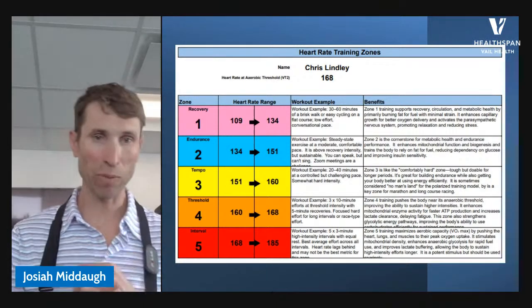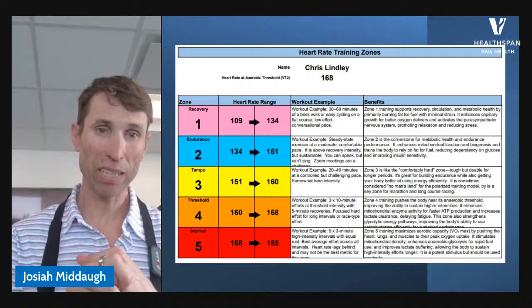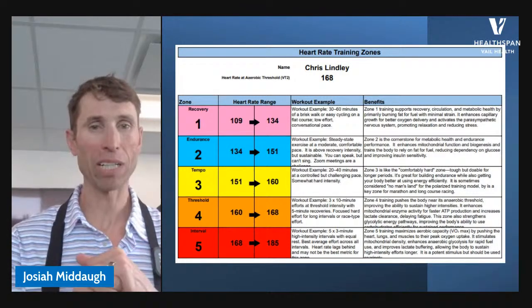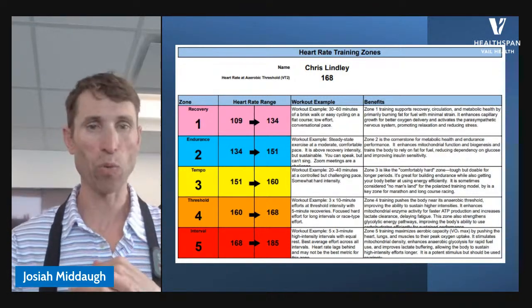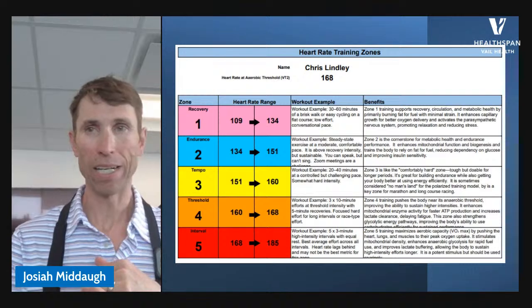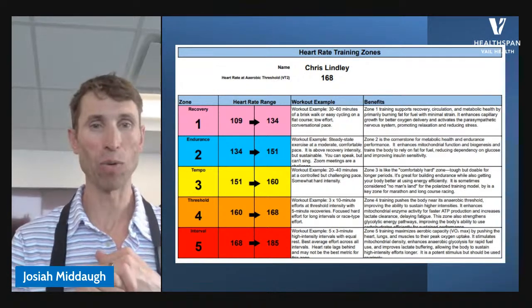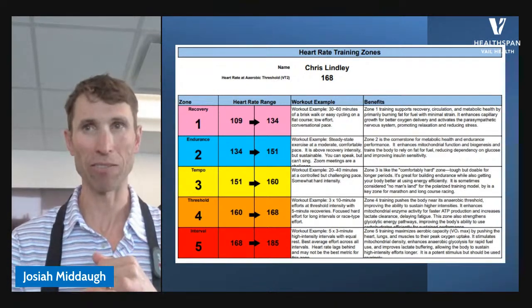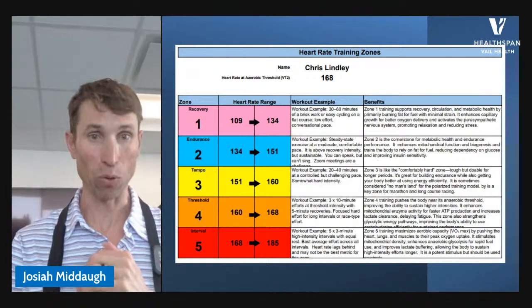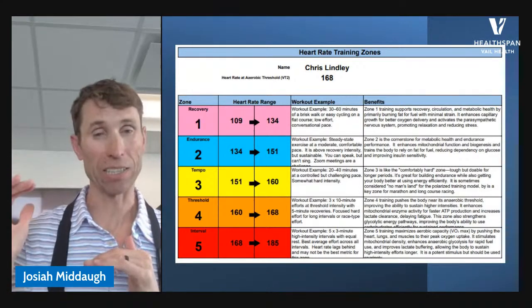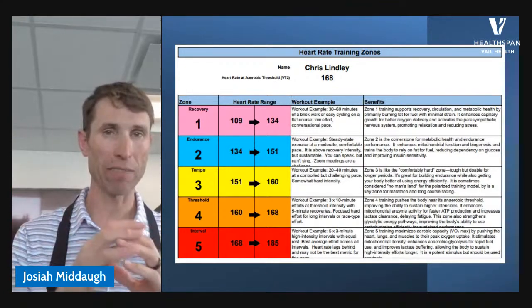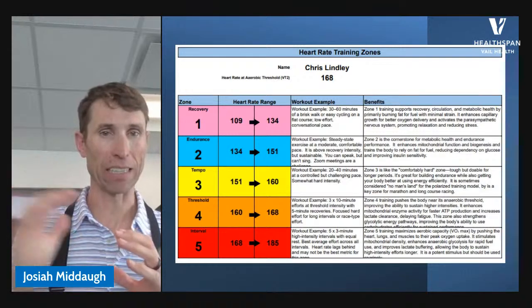So zone 1, we have recovery. And really, there's no floor to that recovery zone. You see with Chris, it's 109 to 134. If he's at a heart rate of 102, well, he's still in the recovery zone. There's not really a floor to that, but there is a ceiling to it. And that's what you'll see with a lot of these zones. There's a ceiling to those zones.